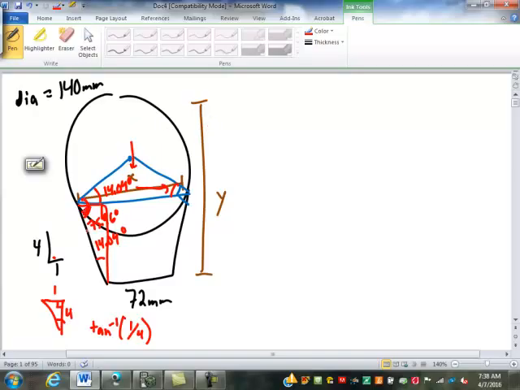I have a 90-degree angle here. I got the 90 on the left. 90 minus 75.96 makes 14.04 up here. Right, but why? Because it's an isosceles triangle. The two radii have to be equal. Why is it 90? Because this is a radius to a tangent.